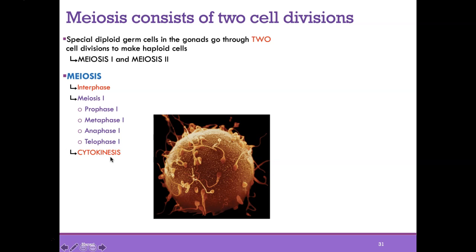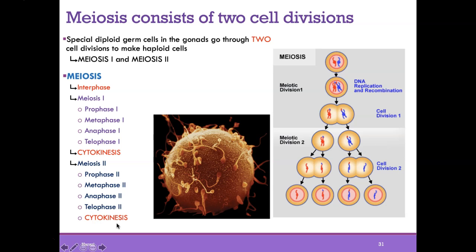Then we have 1 cell division. And then there's actually a second brief interphase without any DNA duplication. So now we're just dividing these in half. Meiosis II consists of prophase II, metaphase II, anaphase II, telophase II, and a final cytokinesis. The key point is that there's only one time where DNA is replicated.